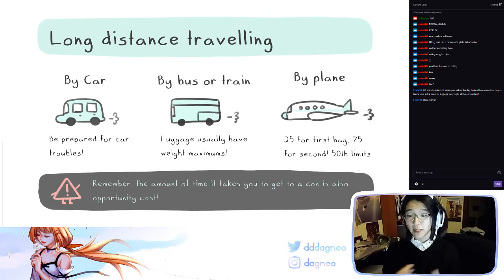There are three main ways to get there: by car, by bus or train, some kind of public transportation, and the final one is by plane. If you are willing to drive to your convention, if it's close by, that's great. But if it's something like 3, 4, 5, 6 hours away and you are driving by car, make sure you are prepared for any car trouble. It's a really good idea to have something like AAA, something that can help out when your car breaks down in the middle of the highway. It's a really good idea.